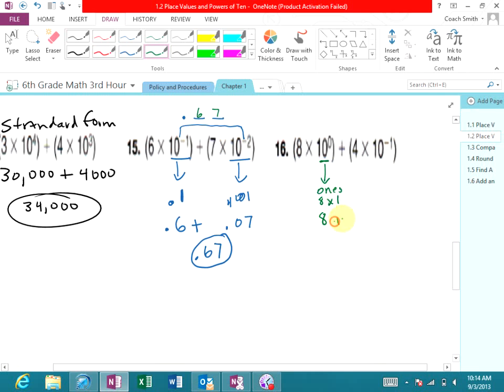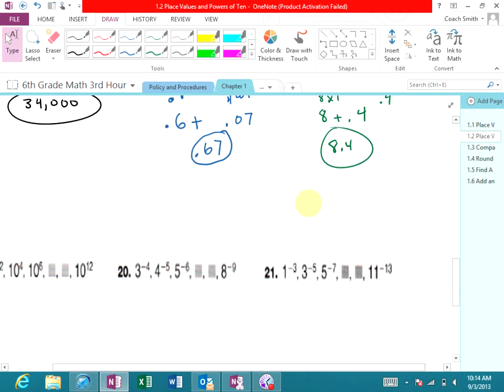Plus, we know this to be the tenths place value, which is 0.1, which means I have 0.4, because that's 4 times 0.1. So that would be 0.4. So what would your answer be there? 8.4. Okay? Pretty easy stuff. All right?